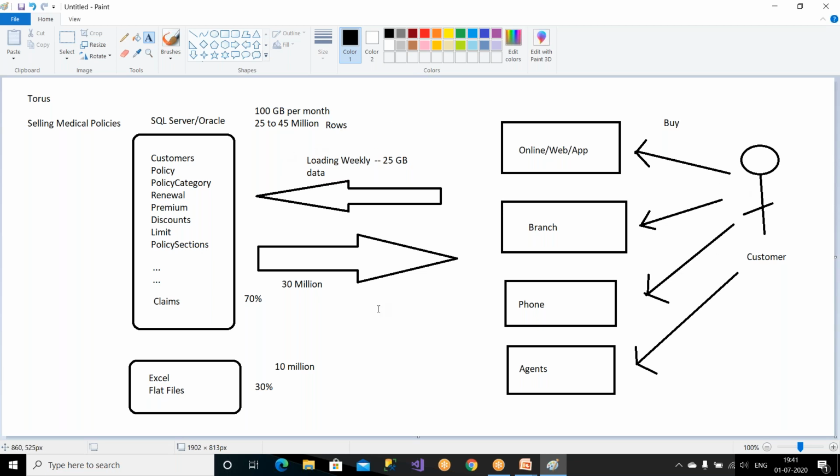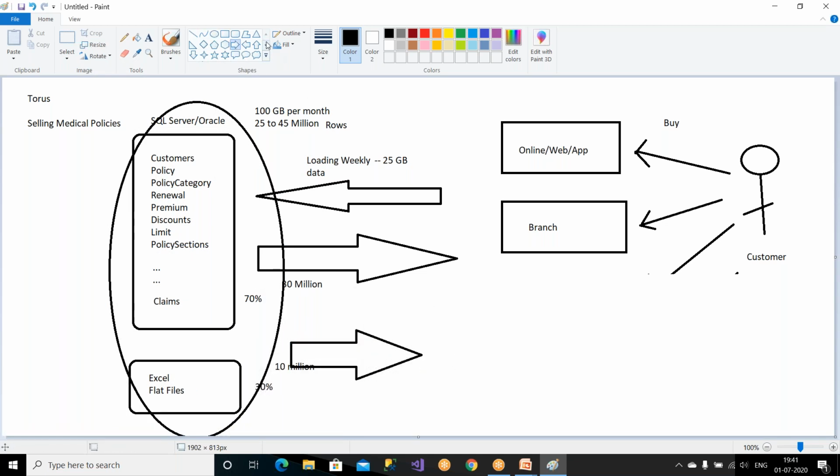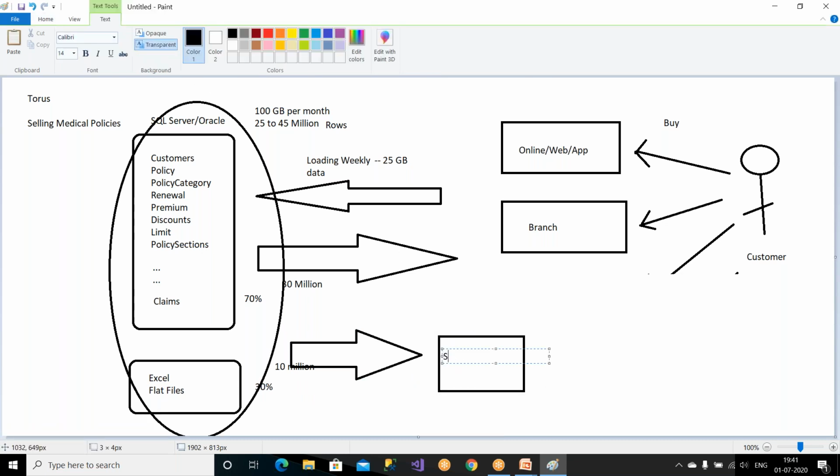Clear? So all the data that you have here is now going to go. Let me erase this. So all the data from these OLTP systems, right? These are OLTP systems. All the data from these OLTP systems, you take it initially and you dump into a staging server. Clear? So how do you dump the data? That we'll be discussing. Staging server.